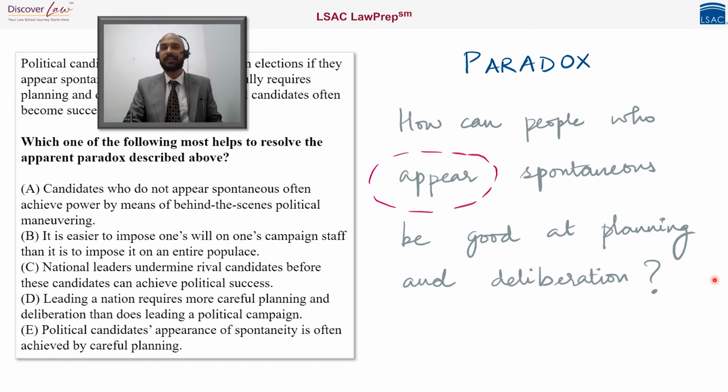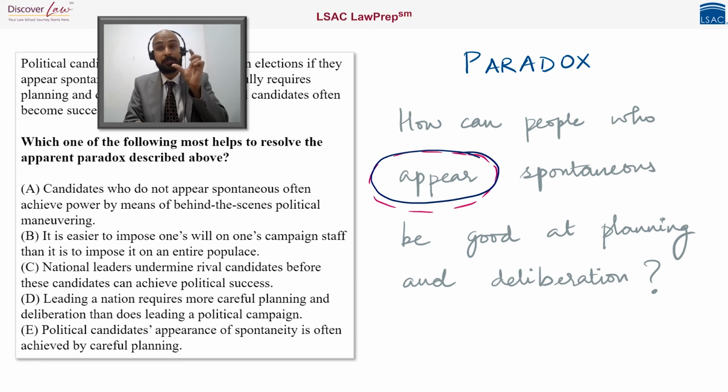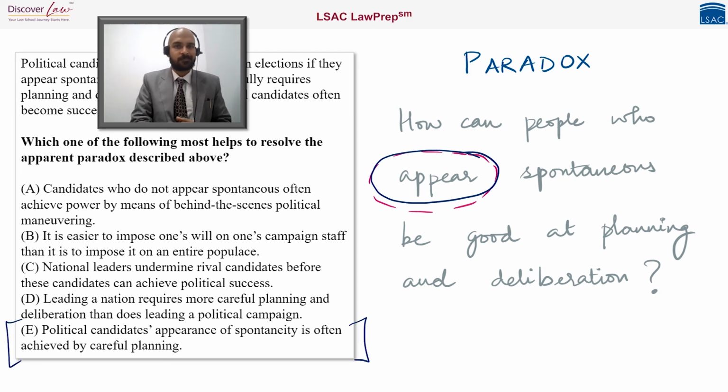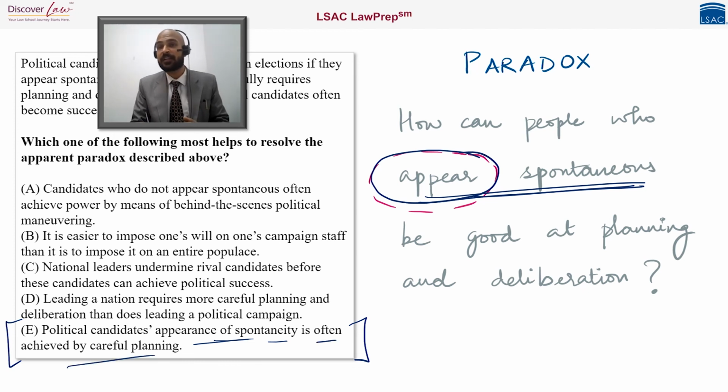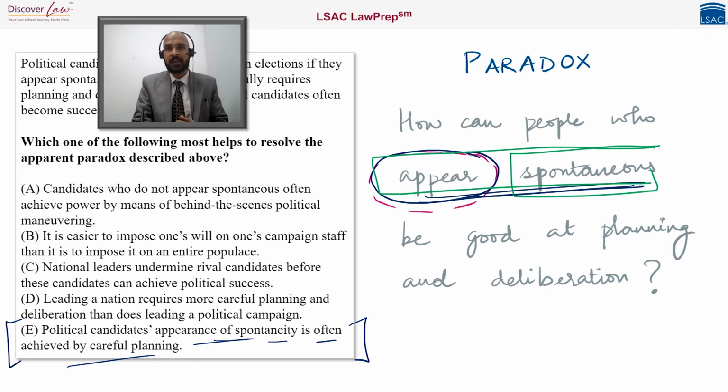And an important word in here is appear. How can people who appear spontaneous, not people who are spontaneous? I want you to pause the video, think about this now, and pick the right answer. Look at option E. The appearance of spontaneity is often achieved by careful planning, which means that you may not be spontaneous, you may appear spontaneous, and that may be because you are good at planning, and that resolves the paradox for you. Okay, let's go to the next question.